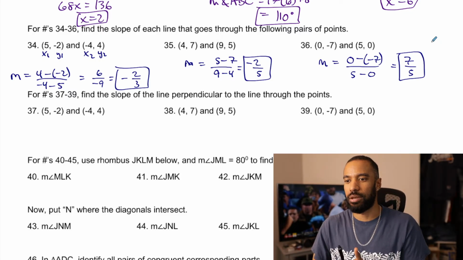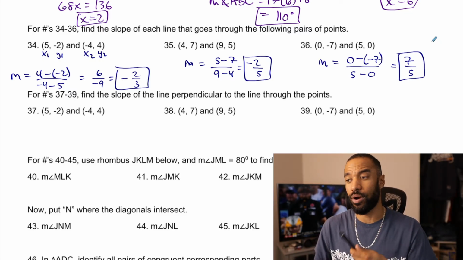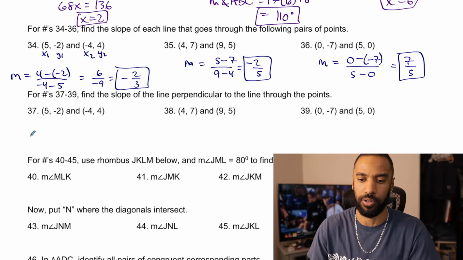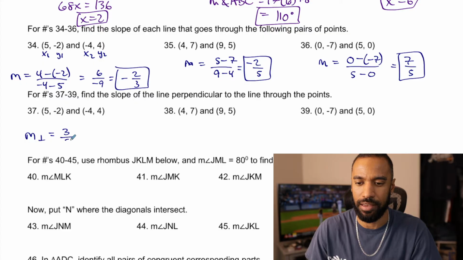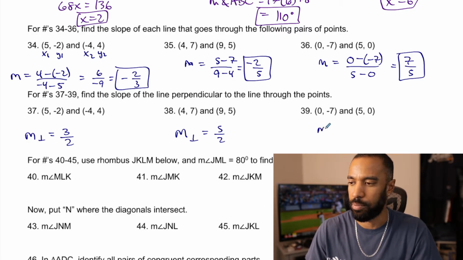All right, find the slope of the line perpendicular to, looks like the same points, so we just got to take the opposite reciprocals. So the slope of the perpendicular line is positive 3/2. Flip it, change the sign. This one, flip it, change the sign, positive 5/2. And flip it, change the sign, negative 5/7.